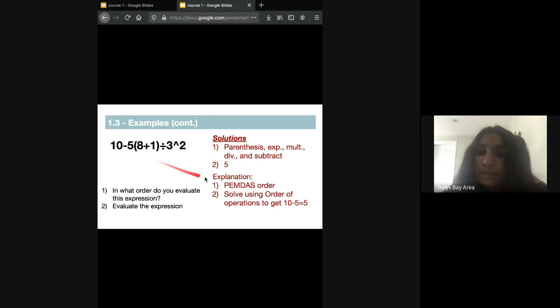So we know we do division next. So we have 45 divided by 9 here, which is 5. And this gives us 10 minus 5, which is 5. So the order in which we did it was parentheses, our exponent right here, multiplication, division, and then we subtracted all of it from 5. And this gave us 5.